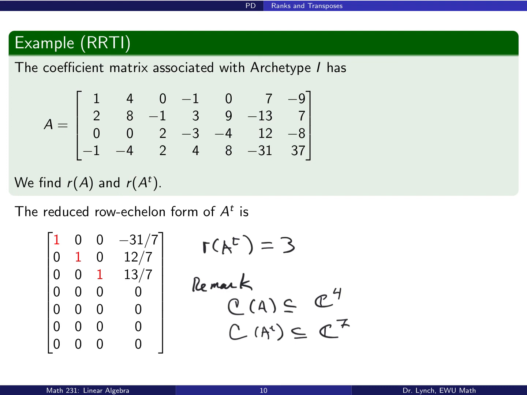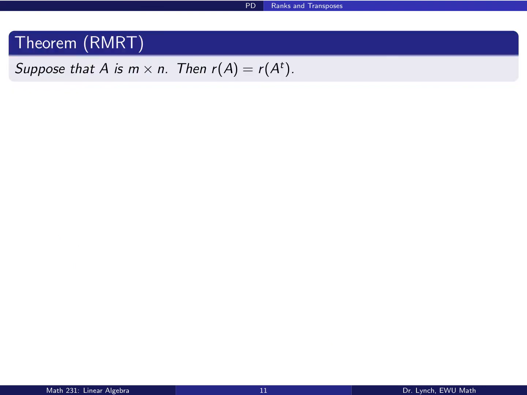the column space, in this case 3, the column space is a subset of C4, and the column space of the transpose is a subset of C7, right? But these both have the same dimension. That turns out to always be true. This is a pretty cool theorem. So the proof of the theorem is that we suppose that A is m by n, then it turns out the rank of A is equal to the rank of the transpose.